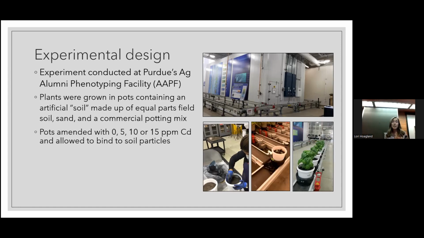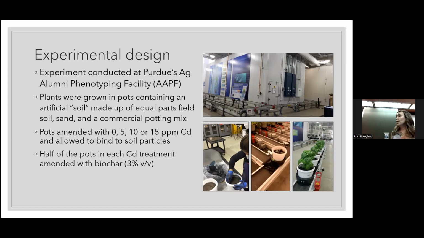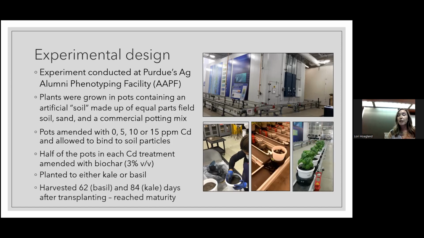Next, we amended the pots with either 0, 5, 10, or 15 parts per million cadmium, and we allowed this to incubate for 30 days to facilitate adsorption onto the soil particles as much as we could, again, to mimic what might be happening in the field. Then we came in and amended half of the pots with this local biochar at a rate of 3% volume by volume. And then we planted either basil or kale and allowed these plots to go for, I think, 62 days for basil, 84 for kale, until they reached maturity.